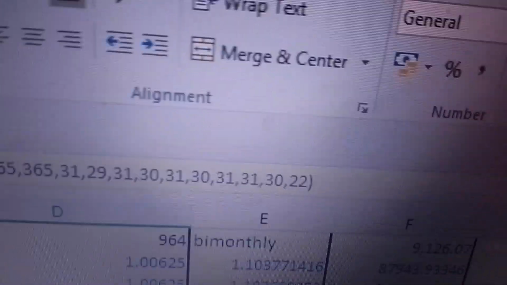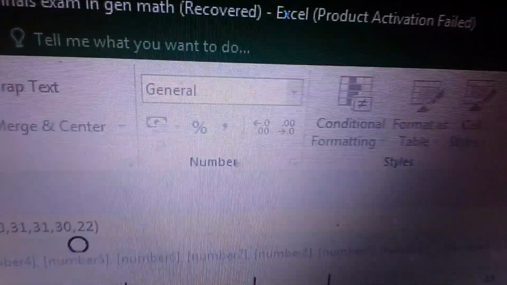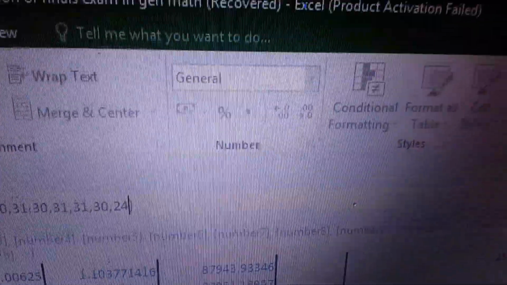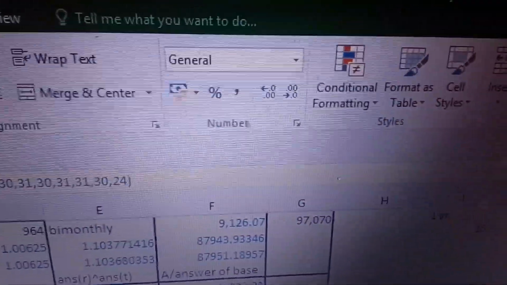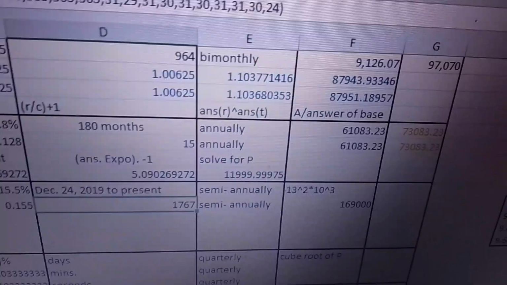Tapos March, April, May, June, July, August, September, October. Pero I did 22 kasi nga dapat we're supposed to do 24. So let's put 24 and see what answer we get. So when I did this, what's my answer? We get 1,767 days. Di ba? So that's the number of days that I got.